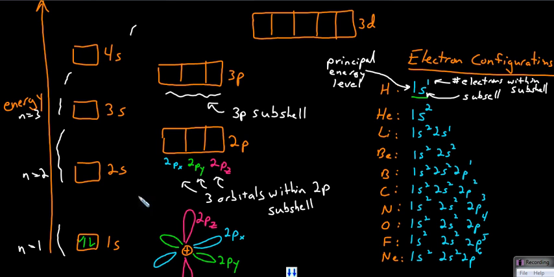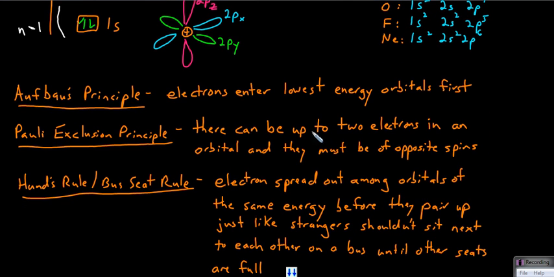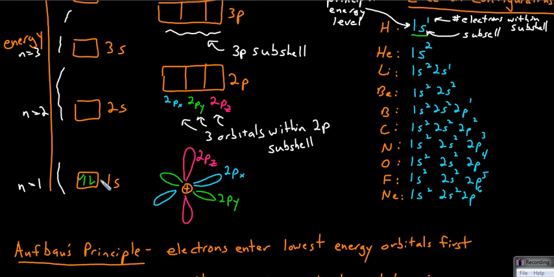You see, according to the Pauli exclusion principle, there can be up to 2 electrons in an orbital, and they must be of opposite spins. So we can see that this box, this orbital, can hold those 2 electrons, and they're of opposite spins. One goes up in this drawing, and one goes down. This affects things like magnetism later on.